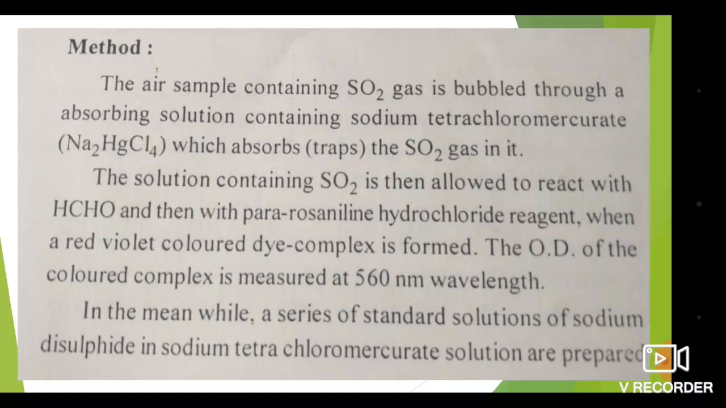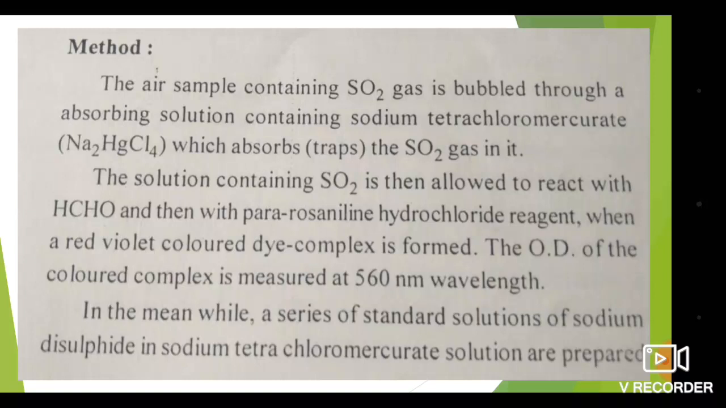So the solution containing SO2 is then allowed to react with formaldehyde and then with para-rosaniline hydrochloride reagent. Then a red-violet colored dye complex is formed. The optical density of the colored complex is measured at the lambda max, that is 560 nanometer wavelength.